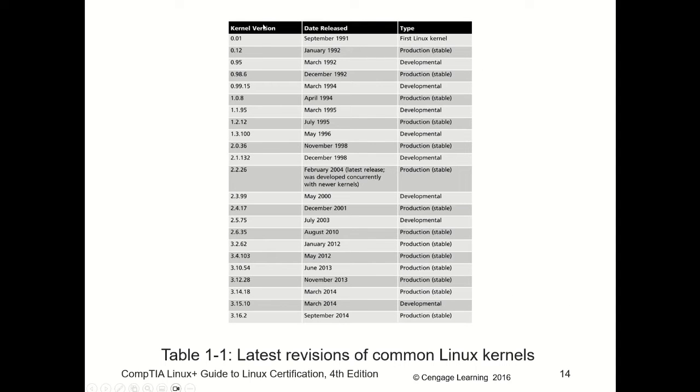You can see a lot of examples right here. In September 1991, long ago, the first Linux kernel was developed. And now, as of 2014, which is still old, you have a kernel version such as 3.16.2.